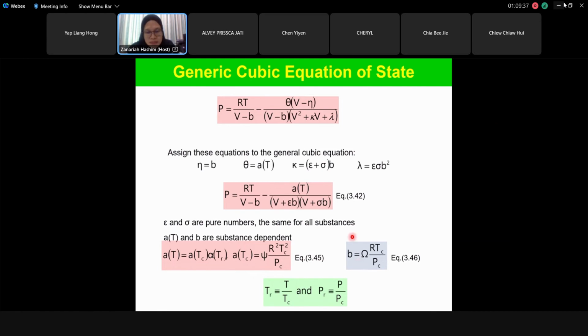And then you have the equation for B, which is a function of this omega, yang ini simbol omega. And then you also have this symbol TR and PR. Later we will see why we need this TR and PR. Sebab nanti later when you refer to the parameters, you need the value of TR and PR instead of the absolute pressure or the absolute temperature. Okay, so TR is defined as the absolute temperature divided by the critical temperature, and PR, the reduced pressure, is the pressure divided by the critical pressure.